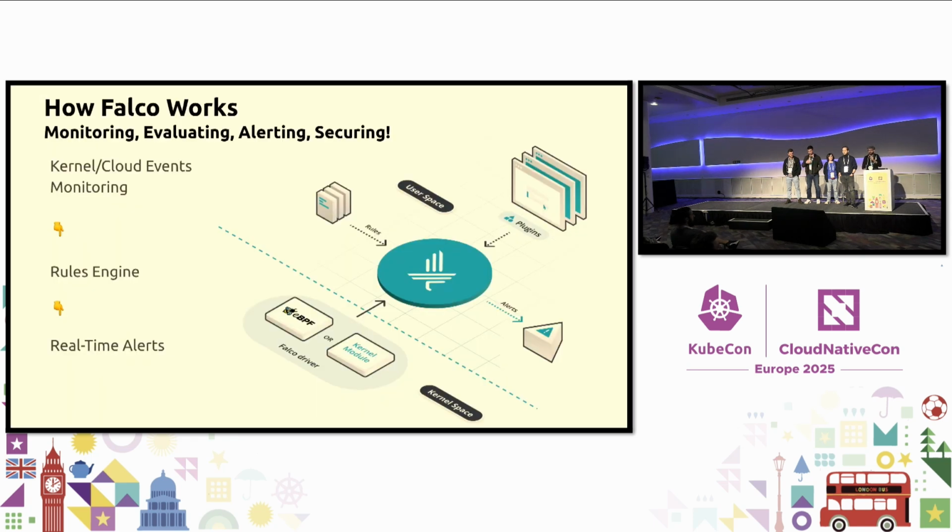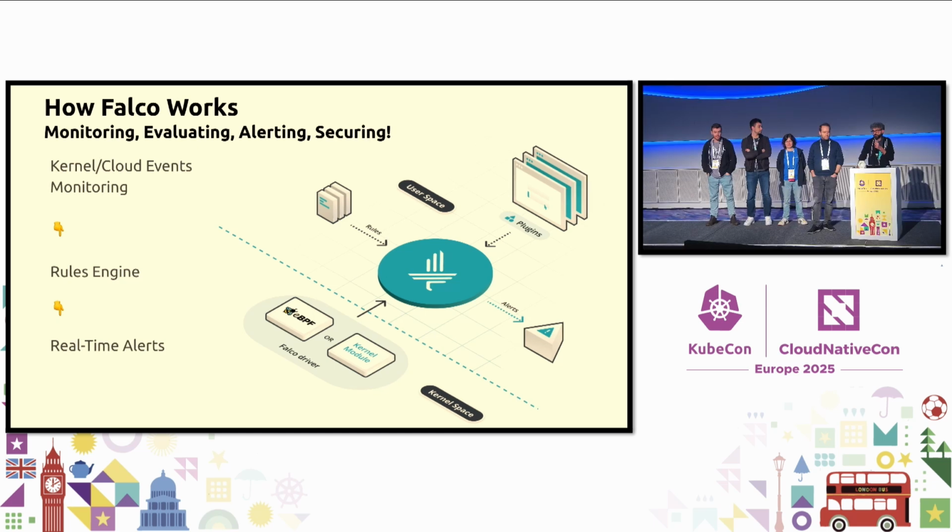And how does Falco work? Falco works by monitoring kernel or cloud events. For kernel events, it taps into the kernel using either a BPF probe or a kernel module, then sends these events to the rule engine that matches those events against a set of predefined rules. Those rules define anomalous behaviors and are needed to detect the threats or security policy violations that can happen. Once a rule detects a malicious behavior, it immediately emits an alert.